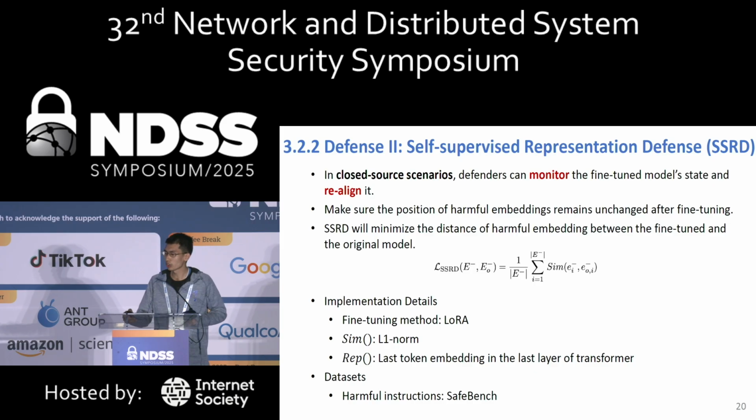Moreover, we will also propose a novel defense that is called self-supervised reputation defense. This defense works in the closed source scenario, where the defender can monitor the fine-tuned model state and realign it. The intuition is to make sure the position of the harmful embedding remains unchanged after fine-tuning. Therefore, this loss function will minimize the distance of harmful embeddings between the fine-tuned and the original model.